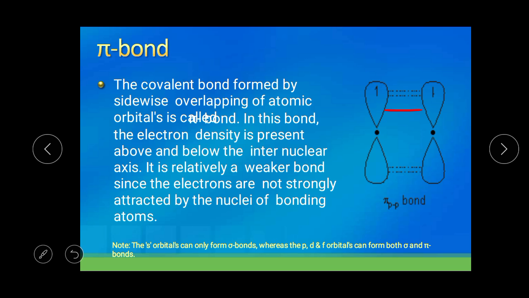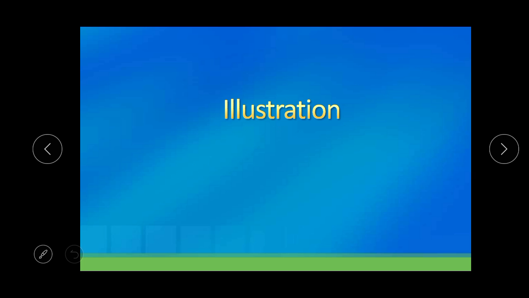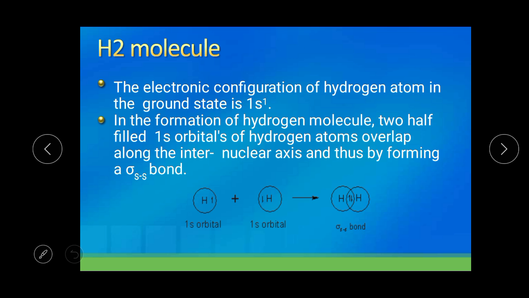So the electron density will be above and below the internuclear axis. This is the nucleus. Here it is a sidewise overlap, hence it is not as strong as a sigma bond. The s orbital only forms sigma bonds, whereas p, d, and f orbitals can form both sigma and pi bonds. Then we can see some illustrations.